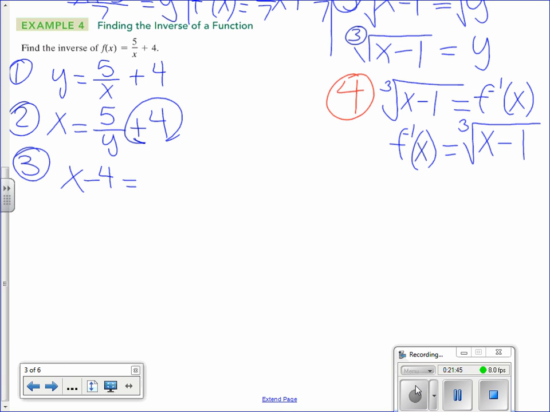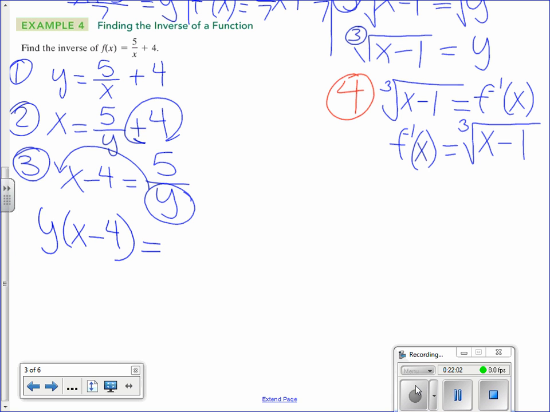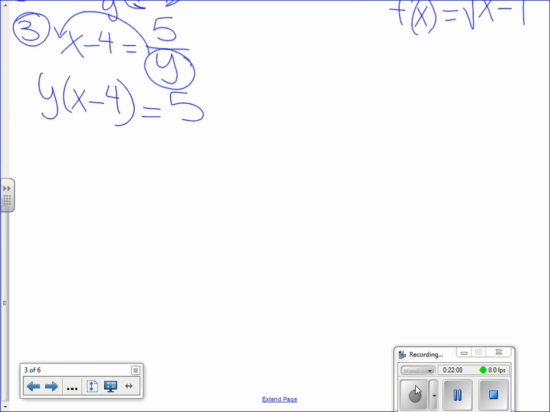Okay, let's think of this. What is the y doing down here? Dividing. So if I take this y to the other side, it's going to multiply. Now that we have done that, we know that the x minus 4, what is that doing to the y? Multiplying. So if I want to move it to the other side to isolate y, what will that be doing? Dividing, right?